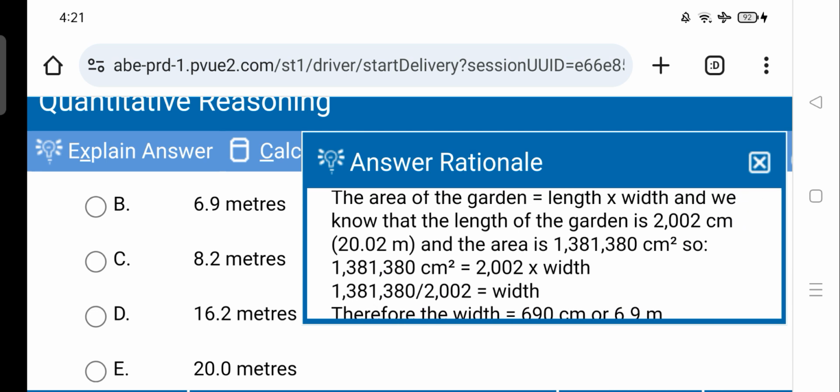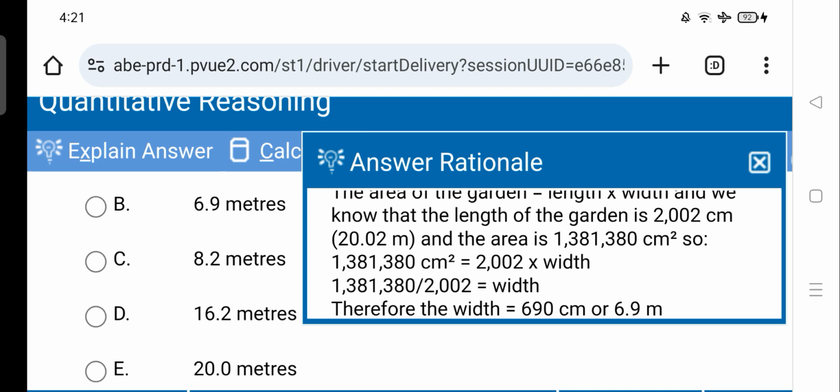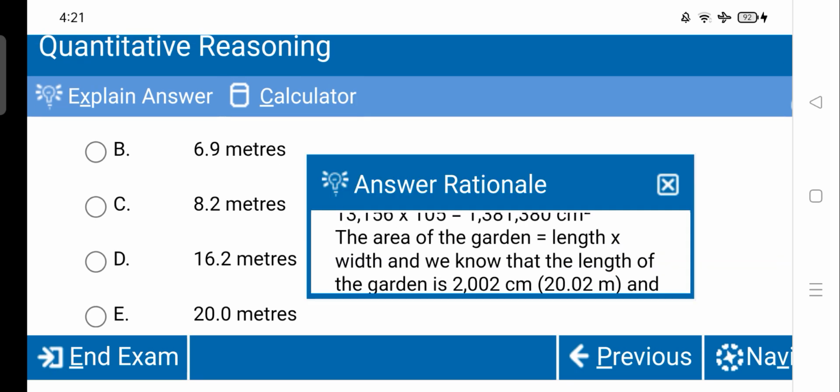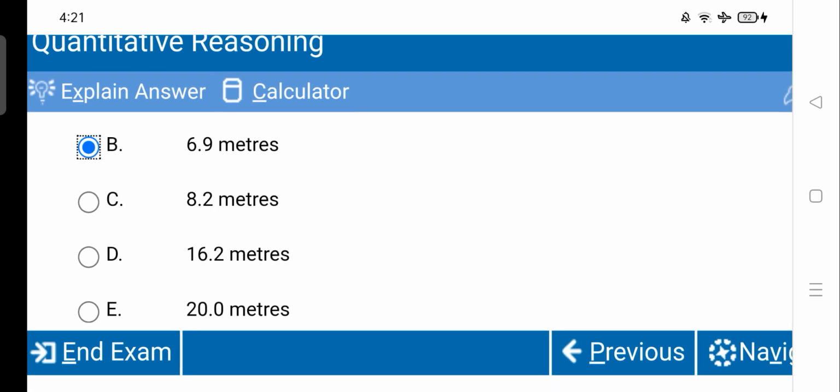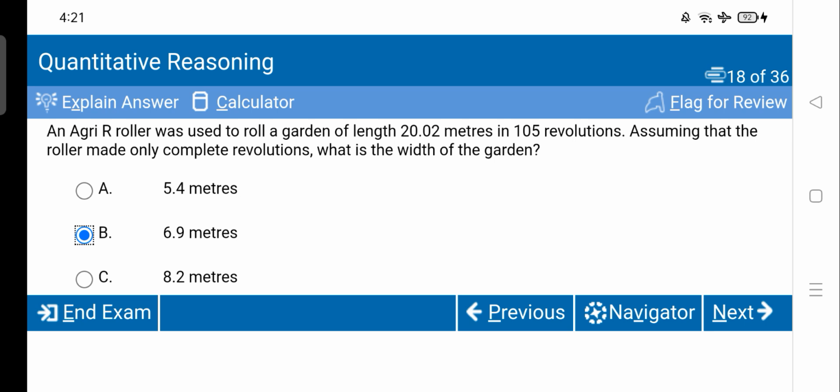So the area of the garden equals length into width, and we know that the length of the garden is 2002 centimeters and the area is 1,381,380 centimeters squared. So 1,381,380 centimeters squared divided by 2002 equals width. Therefore, the width is 690 centimeters or 6.9 meters. So here the correct option is option B, 6.9 meters is the width of the garden.